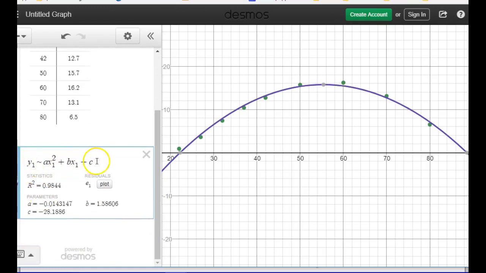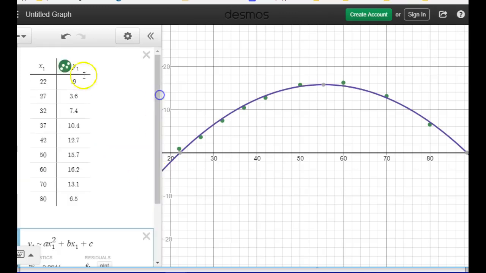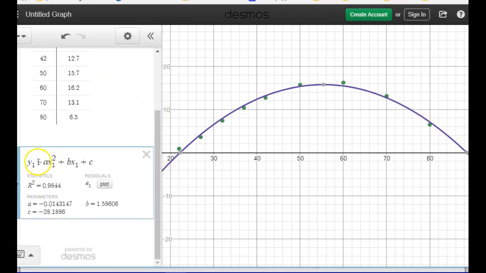So this is the equation I'm going to type into Desmos. So this y1, and I have to specify 1 because this is in table 1. So y1 is approximately, that squiggle that's above your tab key, ax1 squared plus bx1 plus c. So I see that a quadratic fits this data pretty well because this is almost 1. And here are my a, b, and c values that I can plug back in.